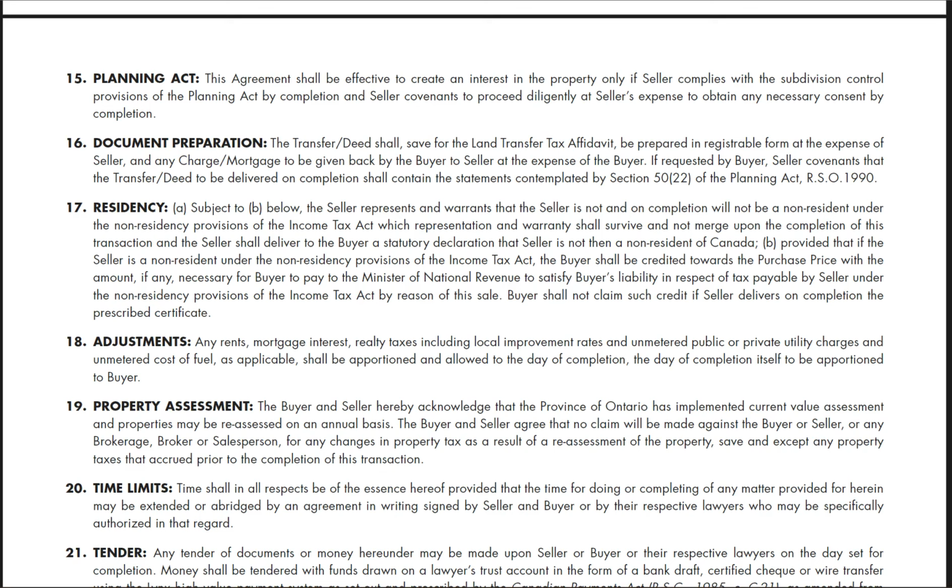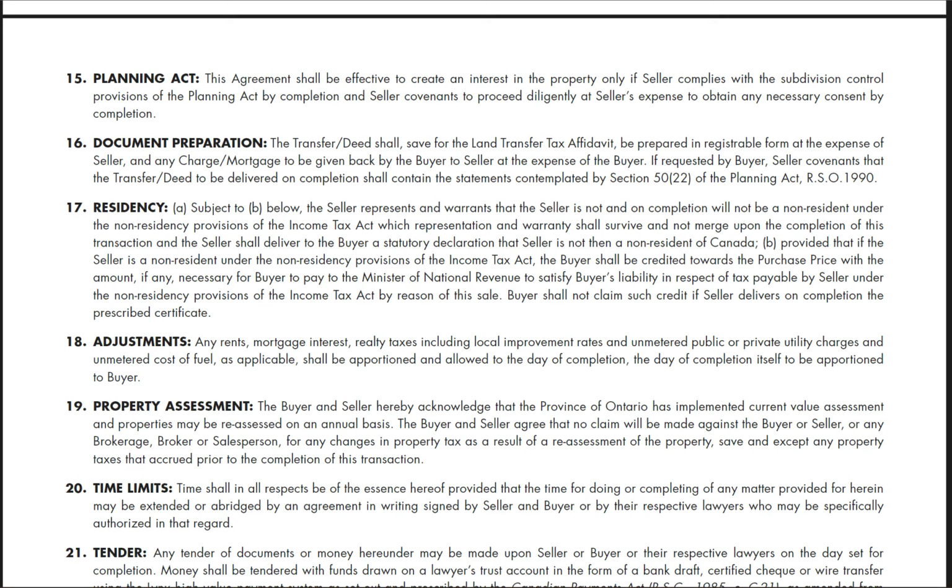So we're at property assessments. Property values in Ontario are reassessed regularly under MPAC, also known as the Municipal Property Assessment Corporation. Property taxes may increase or decrease, I'm going to say increase more often than decrease, after the sale, depending on the assessment. Neither the buyer nor the seller can make a legal claim against each other or their real estate agents if the property taxes change due to this reassessment.